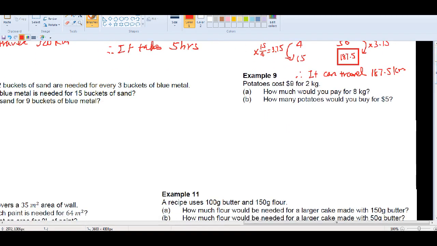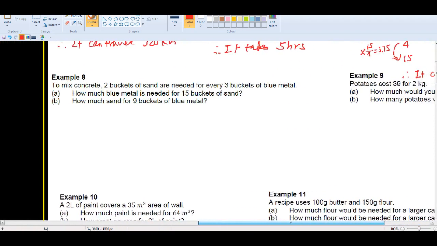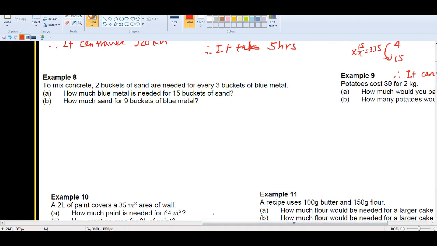Okay, so for question 8, it's about a question of ratio. Because you see 2 buckets of sand and 3 buckets of blue metal, so both are about the buckets. So they are pretty much like a question about ratio, because both are about the volume. So the 2 quantities again are sand, and the other quantity will be blue metal. So both are in buckets.